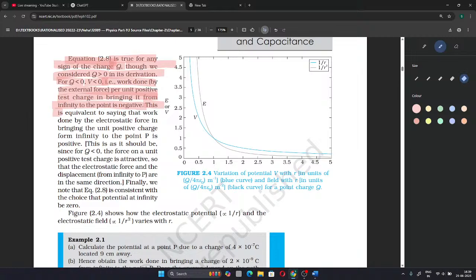This is equivalent to saying that the work done by the electrostatic force in bringing the unit positive charge from infinity to point P is positive. This is as it should be for q smaller than 0. The force on a unit positive test charge is attractive, so the electrostatic force and the displacement from infinity to P are in the same direction. Finally, we arrive at the note that equation 2.8 is consistent.